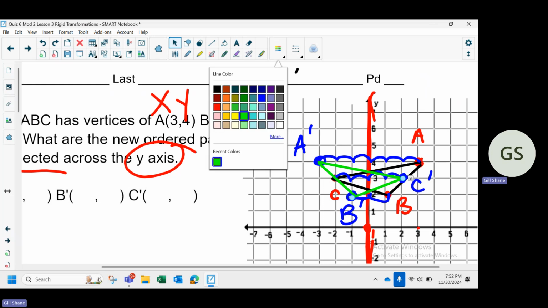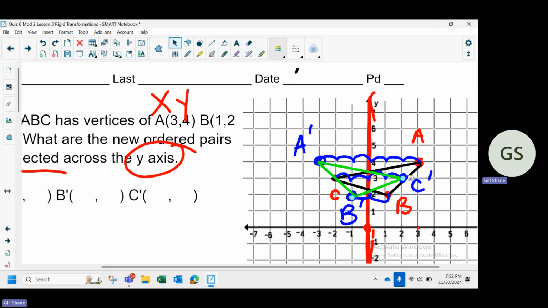So that triangle that I just created is the image that I created. I took the pre-image, the one that did not have any prime marks. It's the red ABC. And then I reflected it over the y-axis, which is the green triangle that you see. And you'll notice they kind of look like a butterfly almost. They're sort of symmetrical with the middle of it being the line of reflection, which is the y-axis.